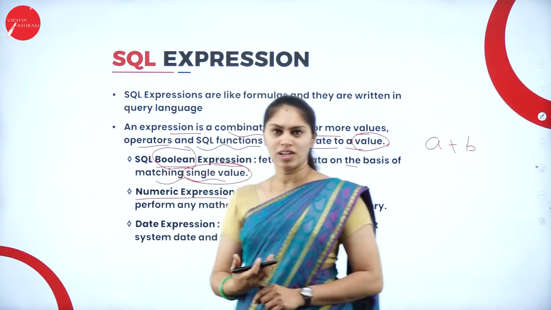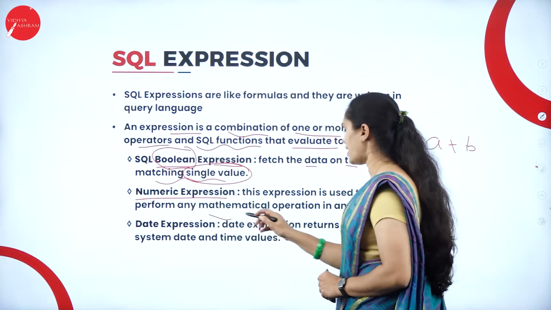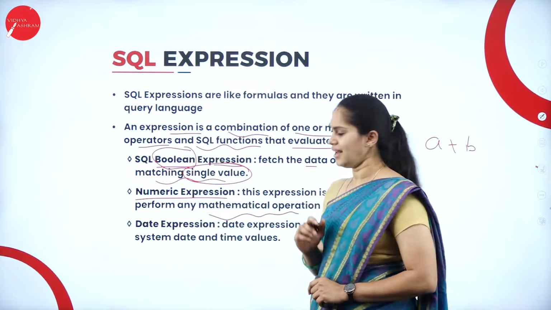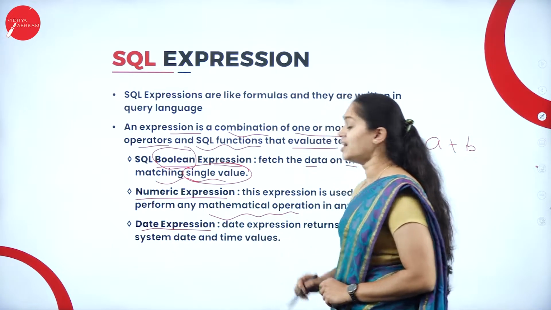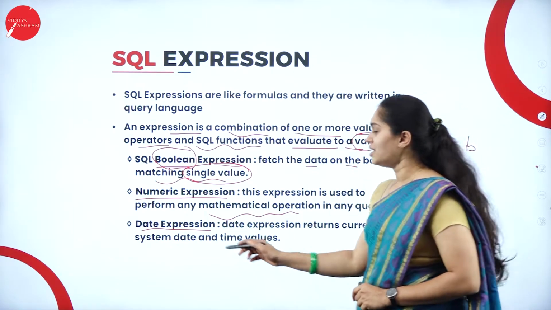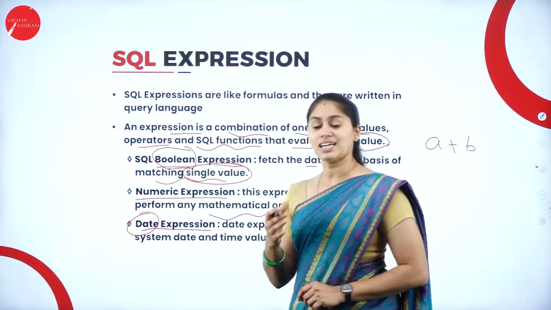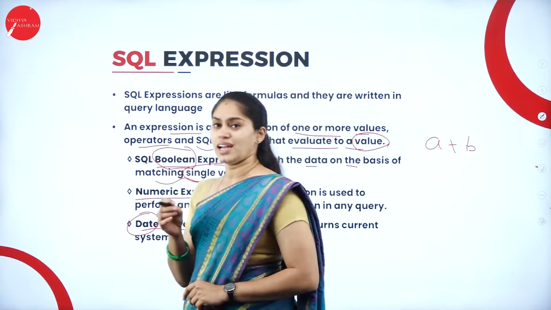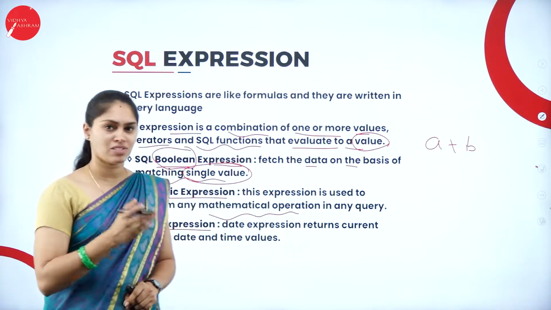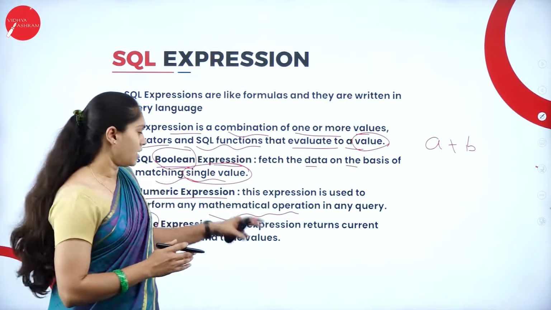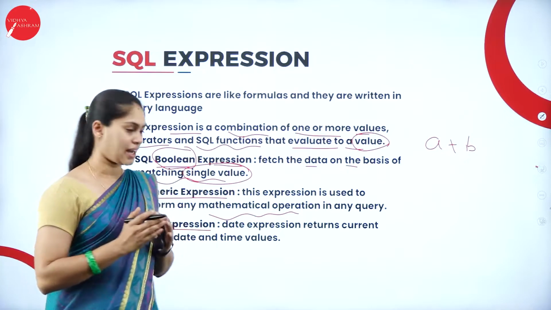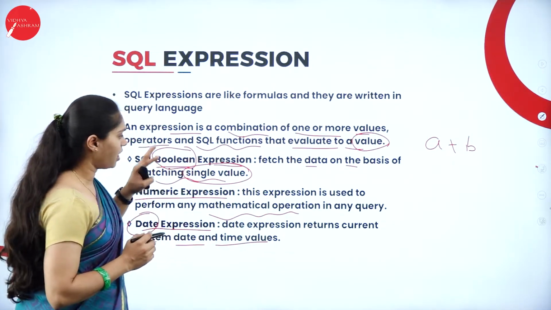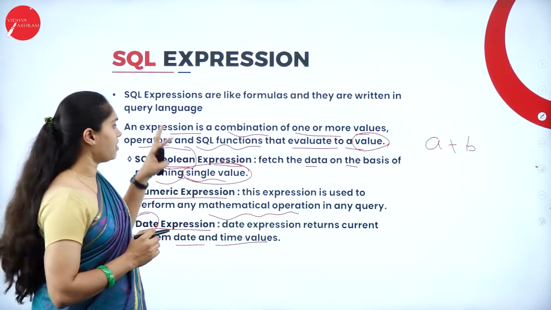So if you want to perform any arithmetic or mathematical operations, at that time we use a numerical expression. And also we have a date expression. Here date in the sense that it will fetch the current date of a system. Whatever date and time is present in your system currently, it will return those correct system date as well as time values. So these are the expression types that we have in SQL.